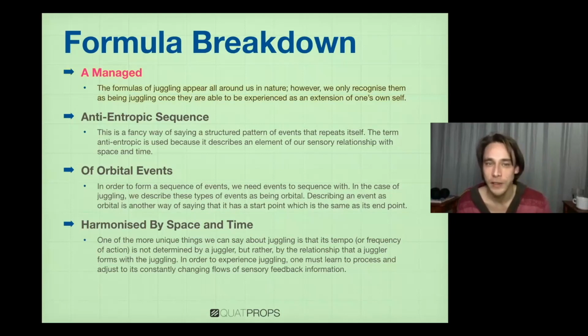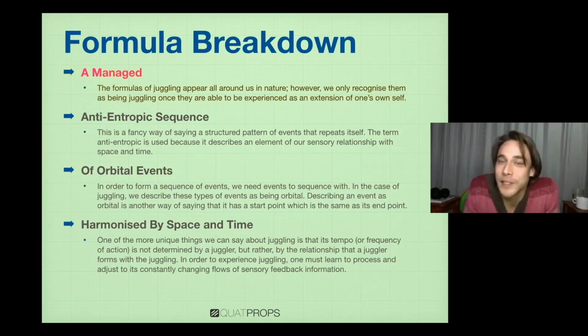The formulas of juggling appear all around us in nature. Anti-entropic sequences of orbital events is a description of nature, but we only recognize them as being juggling once they're able to be experienced as an extension of one's own self. So in order for juggling to exist, it has to be experienced, because its equations, its formulas do appear all around. It's a reflection of nature. The frequencies of juggling are a reflection of nature, just like music and dance. It's the same idea. But we don't call it music when it's occurring naturally. We call it music when we produce it.